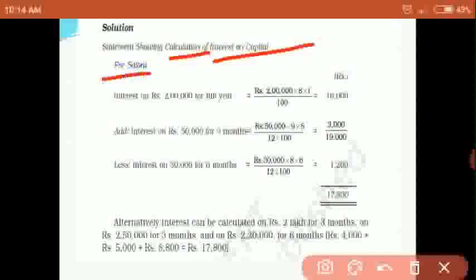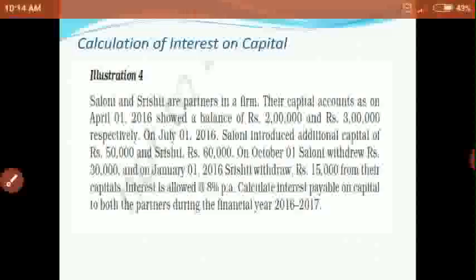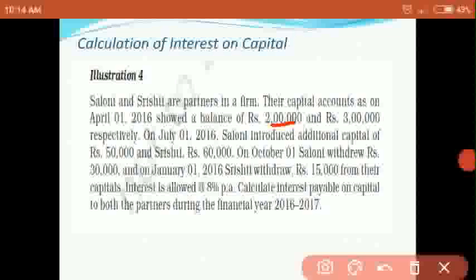Take the first partner. Who is the first partner? It is Saloni. Interest on capital at the beginning, how much is the capital? 2 lakh. So 2 lakh is the beginning capital for Saloni, and you have to add the additional capital. Additional capital on which date? 1 July, how much? 50,000. And Saloni withdrew how much? Rupees 30,000, on which date? 1 January 2017. So I have to calculate the interest on capital for each amount.